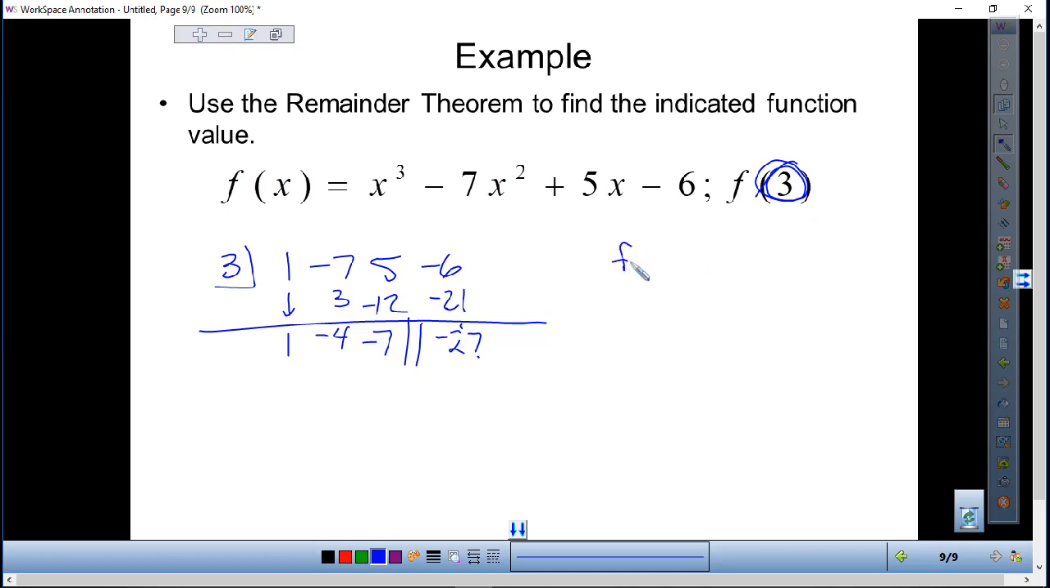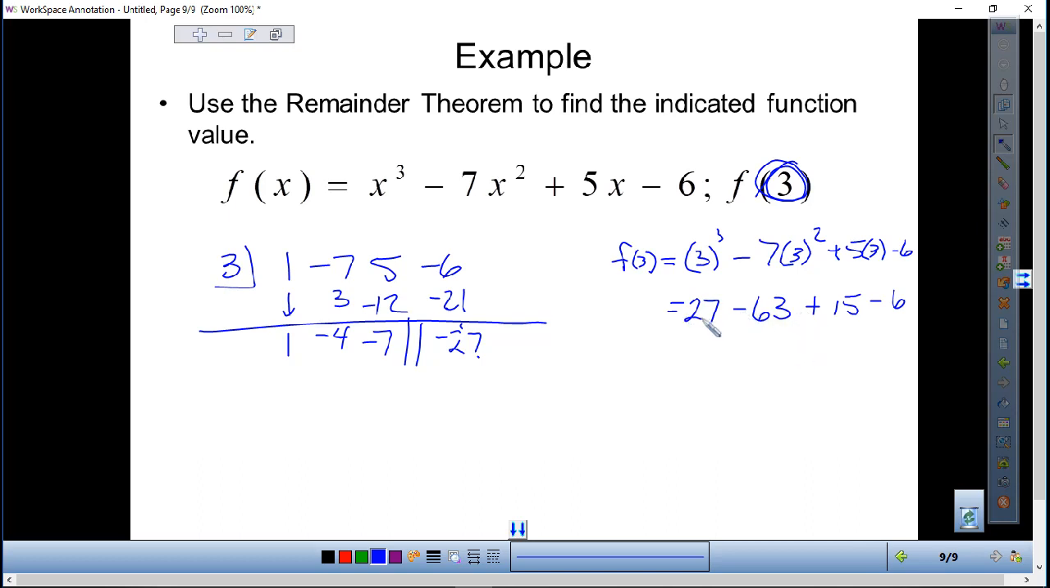Now I'm going to prove that. So f of 3 just means we're going to plug 3 in everywhere we've got an x in here. So we're going to have 3 cubed minus 7 times 3 squared plus 5 times 3 minus 6. Now let's simplify. We got 3 cubed, that's going to be 27. Negative 7 times 3 squared, well 3 squared is 9, so that's going to be minus 63, plus 15 minus 6.